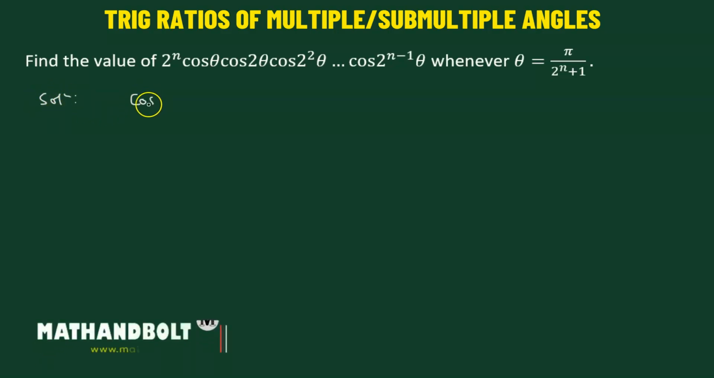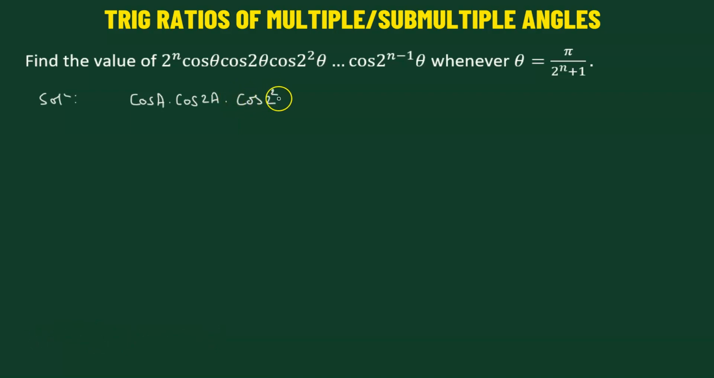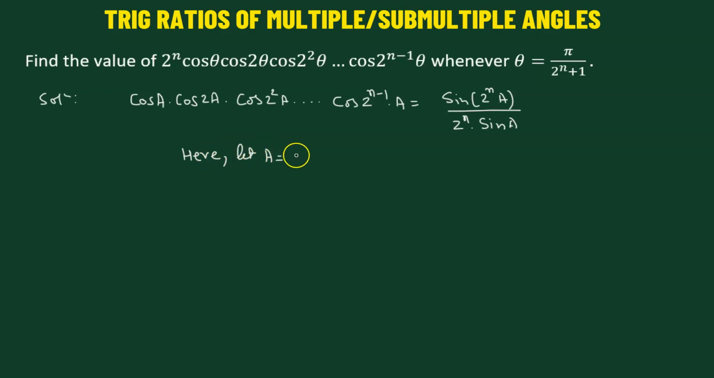We know that if we have cosine of angle A multiplied to cosine of angle 2A times cosine of angle 2 squared A, and this goes all the way up to cosine of 2 raised to the power of n minus 1 times angle A, then this is given by sine of 2 raised to the power of n times the angle A divided by 2 raised to the power of n times sine of angle A. Now in our case, we have A given by theta. So here, let A correspond to theta.